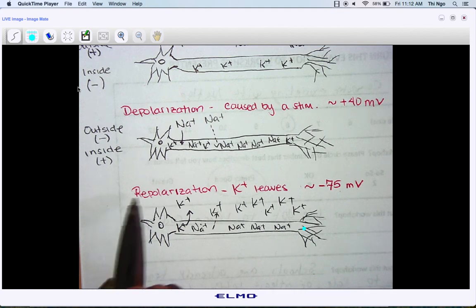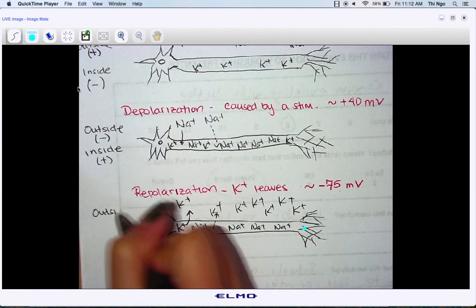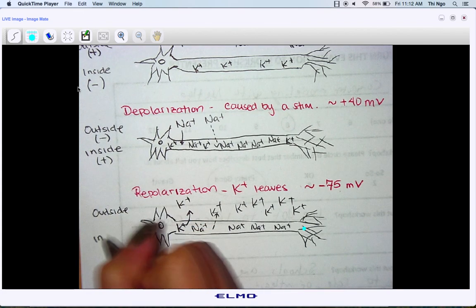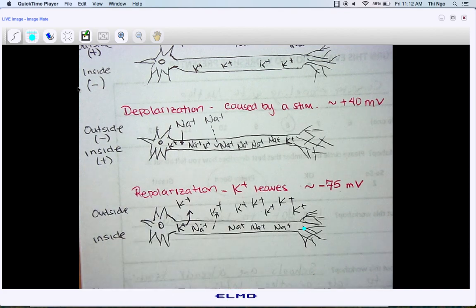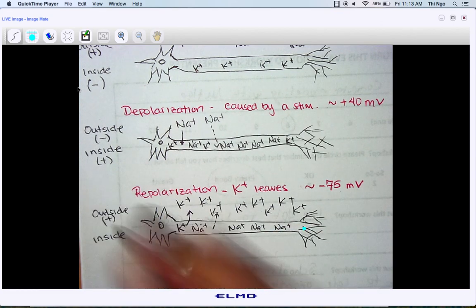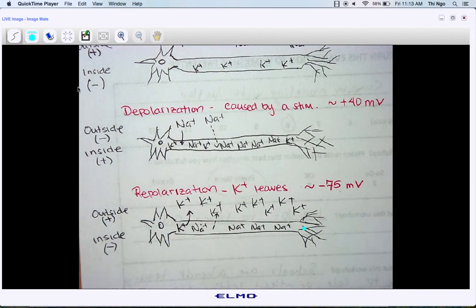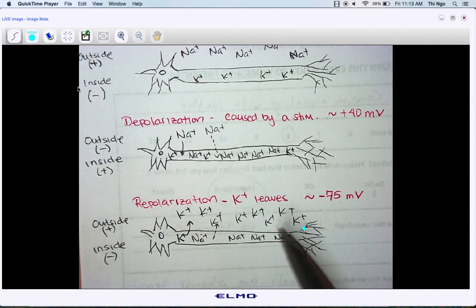And then if you take a look at the outside versus the inside now, notice the outside, is it more positive or negative? Slightly more positive because you're bringing it back to that original polarization that it had. And the inside is slightly more negative. But obviously, this is not how it originally looked, right? Originally, there was potassium inside, not outside.